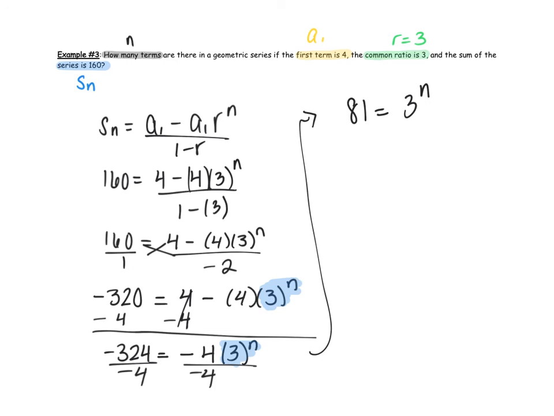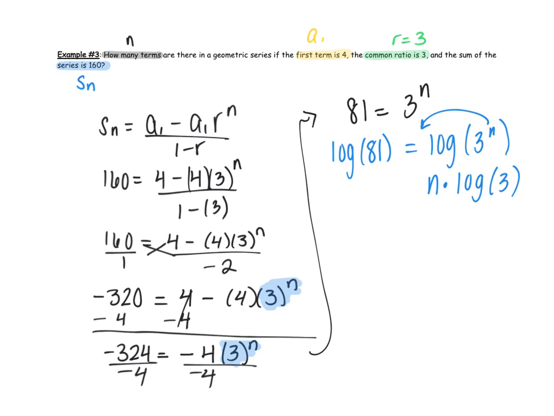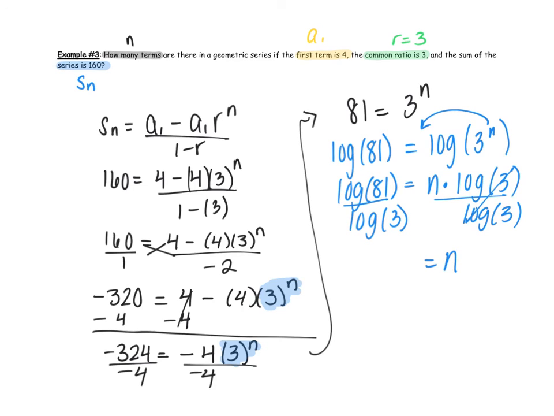Now you can log both sides or you can use common bases. So logging both sides will work. So log of 81 equals log of 3 to the n. Drop it like it's hot. N times log of 3. So log of 81. Divide both sides by log of 3. And you should get your n value. So go ahead, type that into the calculator, and then hit resume when you're ready for the answer. Okay, so I got n is equal to 4. So 4 terms in this sequence.